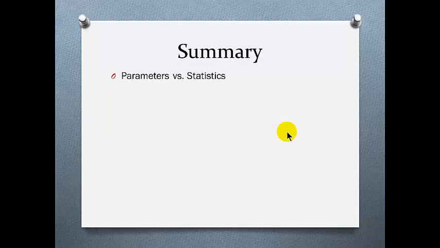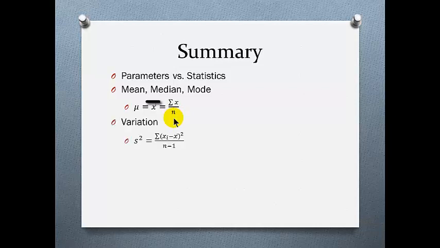So in summary, we talked about the difference between parameters and statistics. We talked about the mean, median, and mode. The most important is the mean. Again, that's an x bar. There's a really tiny bar I don't want you to miss here. You add up all the data values and divide by how many there are. The median, we know, is the one in the middle, and the mode is most often, usually in qualitative or categorical data. We talked about variation.